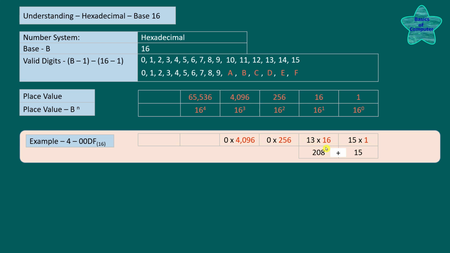16 13s are, we get 208. 16 10s are 160 plus 16 3s are 48. If we add that, we get 208 plus 0 plus 0. Now if we add this, 208 plus 15, 208 plus 10 is 218 plus 5 is 223 to the base 10. So 00DF to the base 16 is 223 to the base 10.